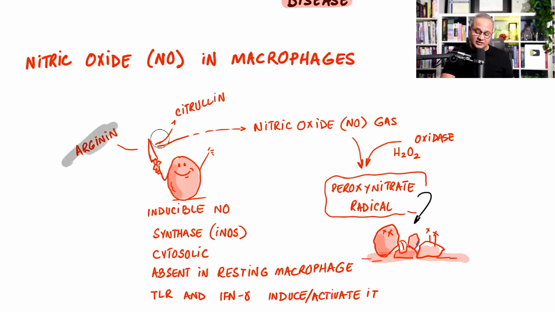And now what it does is, as I said before, it picks up arginine and converts that into citrulline. At the same time, it produces nitric oxide gas. That nitric oxide gas is then combined with H2O2, as you saw before from the oxidases. This H2O2 and nitric oxide together make peroxynitrate radical. That peroxynitrate radical, just like reactive oxygen species, is a reactive nitrogen species, and that is going to kill the pathogen as well.